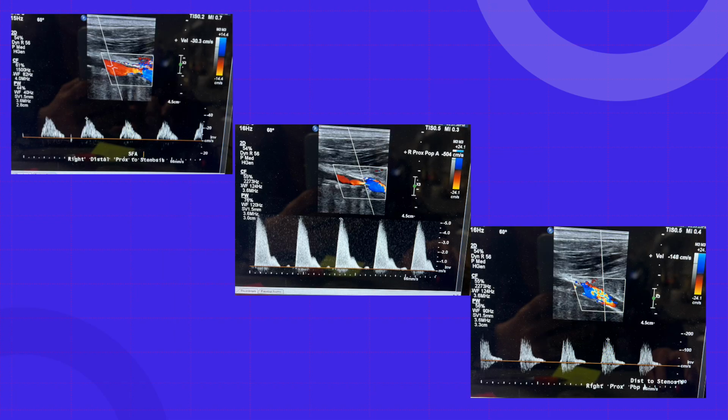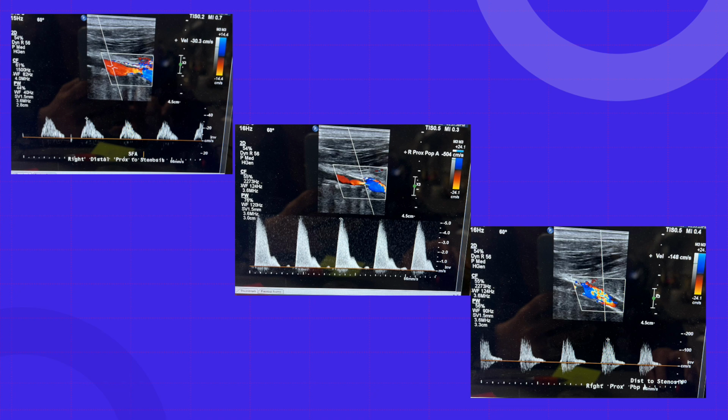Perfect. So what I did here, top left picture, right distal SFA. So I slid up to the distal SFA and I did prox to stenosis. And then the middle picture is the right prox pop at the stenosis. See right there, I placed my Doppler where that color flow was changing and I got a velocity. The velocity in the distal SFA was 30.3 centimeters per second. It increased at prox pop to 504 centimeters per second.